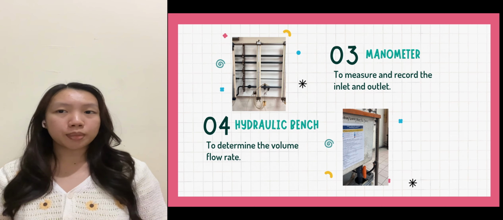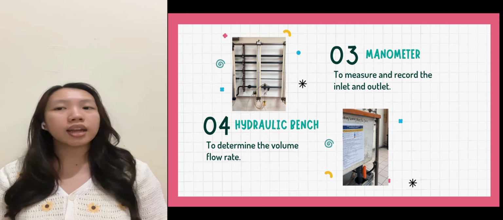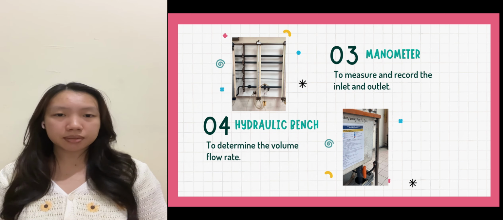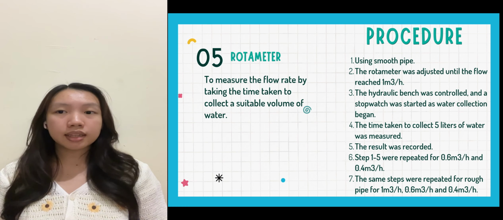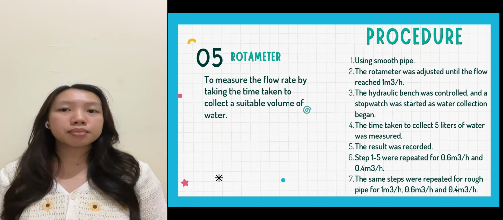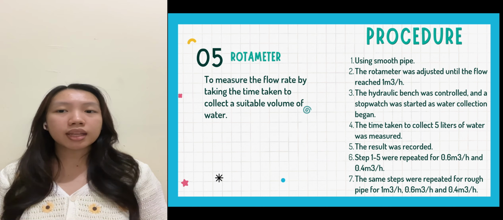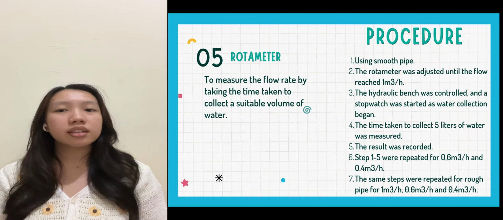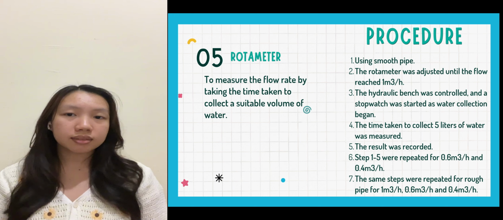The third instrument is the manometer. It is used to measure and record the pressure at the inlet and outlet points. Then, we use the hydraulic bench. This is essential to determine the volume flow rate of the fluid during the experiment. Finally, the rotameter. It measures the flow rate by calculating the time taken to collect a fixed volume of water. This helps us to get a direct reading of the fluid flow rate.